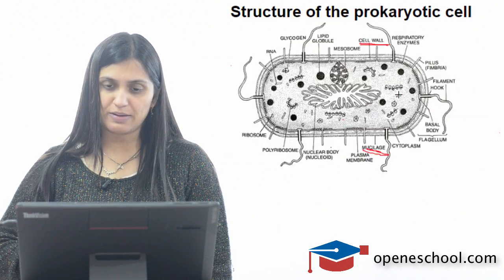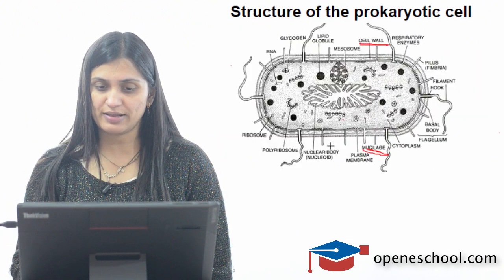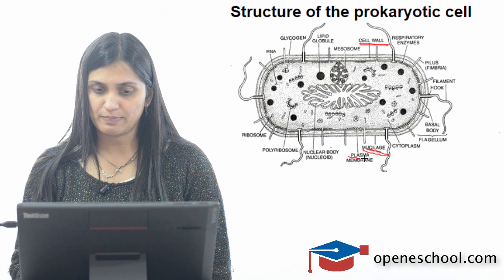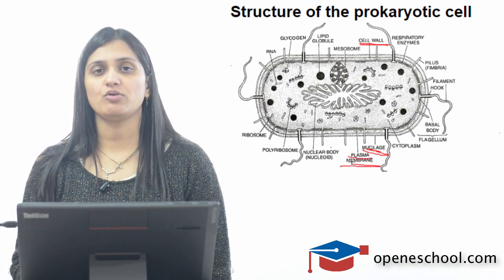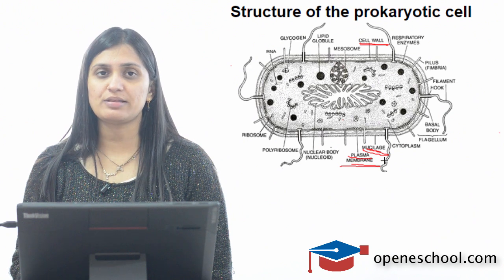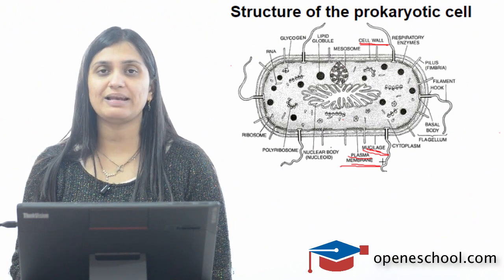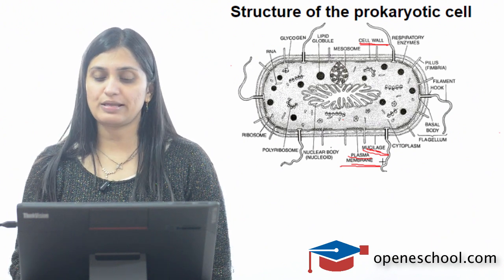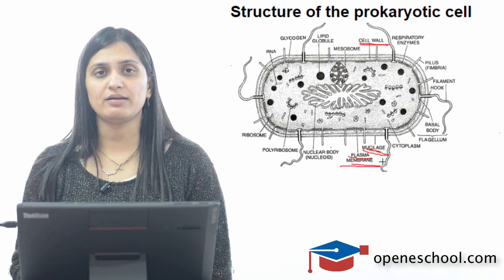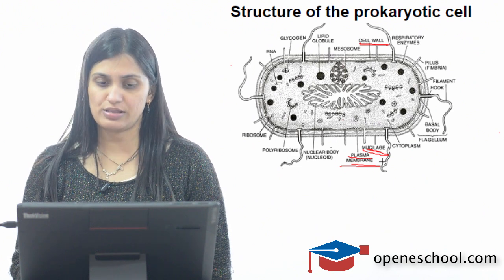Now the next one is the plasma membrane. It lies inner to the cell wall. Here we can see the plasma membrane. The plasma membrane is formed of phospholipids, proteins and some polysaccharides, but they lack sterols. There is an exception: mycoplasma contain sterols.